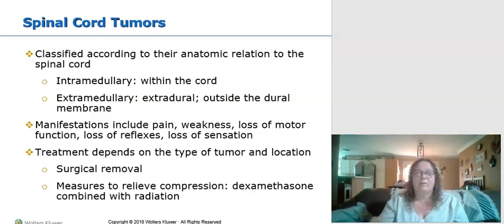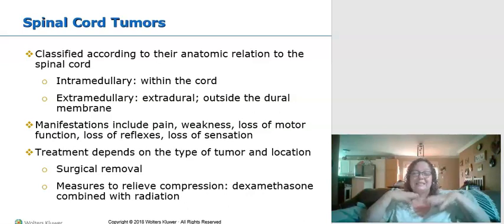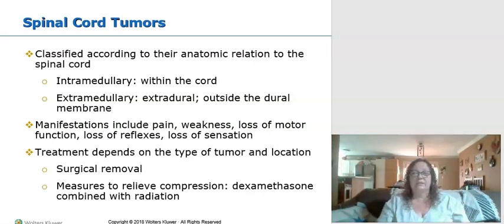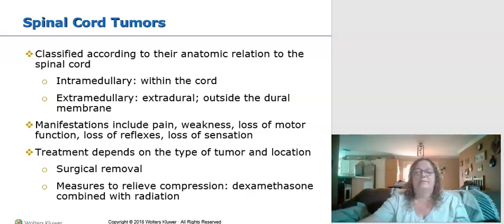Manifestations vary based on where the lesion is, but they include pain, weakness, loss of motor function, loss of reflexes, and loss of sensation distal to the lesion. So the higher up the lesion, the more complications you have. Right? Treatment depends on the type of tumor and the location.